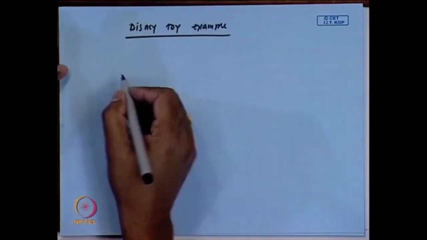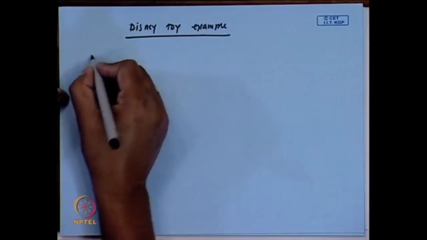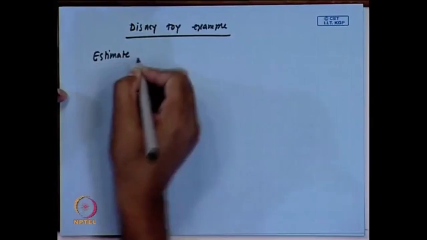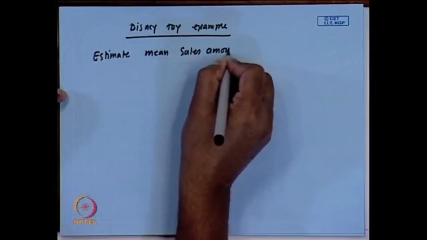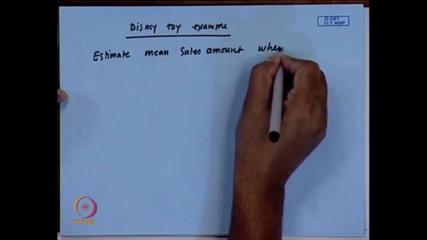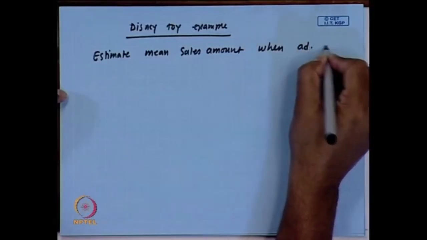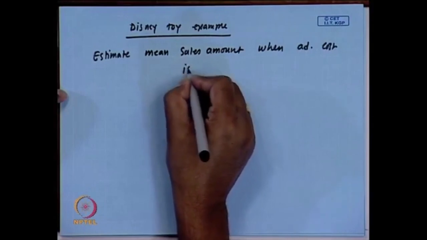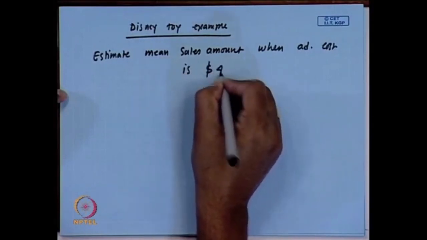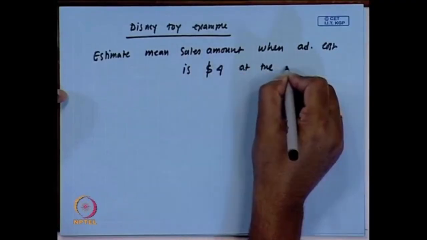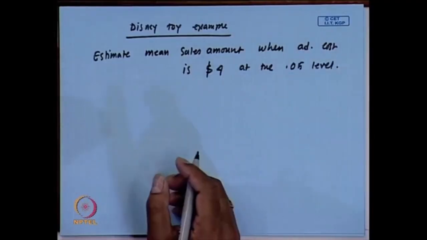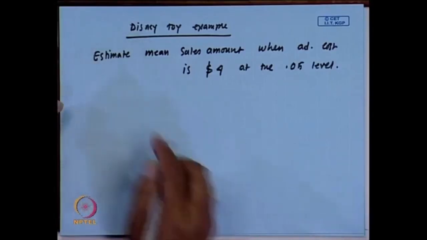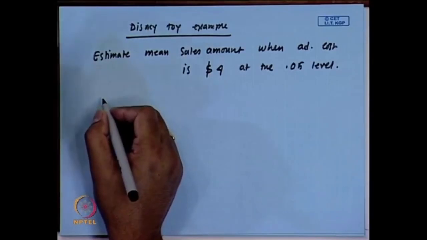And here what you do is that estimate the mean sales amount when advertisement cost is, say, $4 at the 0.05 level. Okay. So, you find out all these things. Well, let me just compute the upper bound for this one.